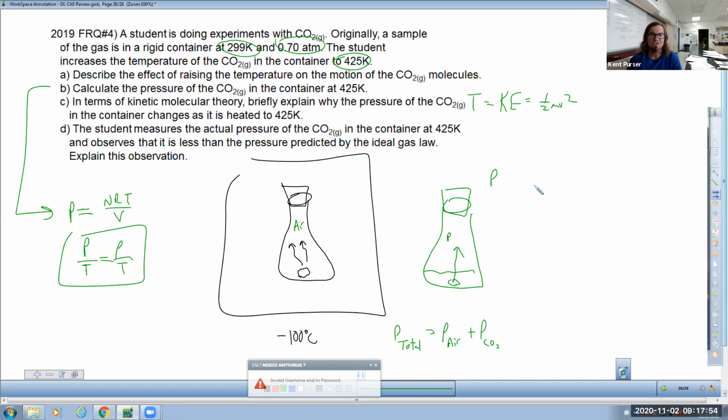Because they're moving faster, they collide with the walls of the container harder and more often, right? So if you have a container here and you put a pressure gauge, when you raise the temperature, they collide with that pressure gauge mechanism harder and more often. There's your kinetic theory. The student measures the actual pressure of the CO2 in the container at 425 and observes that it's less than the predicted pressure in the ideal gas law. Explain this observation.